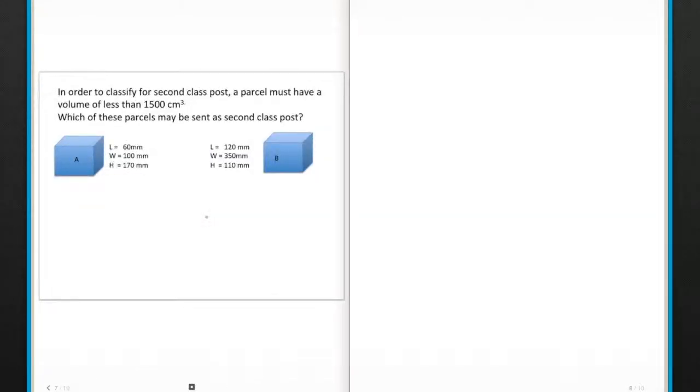Question 4. Remember, with volumes, always convert first. We're talking about centimetres, but our measurements are in millimetres. So we need to convert all these millimetres to centimetres. 1 centimetre equals 10 millimetres. We're starting at millimetres and need to convert to centimetres. The number is going to go from 10 to 1, so it's going lower. And to go lower, we divide, and we're going to divide by 10.